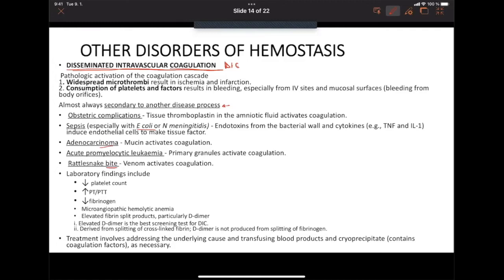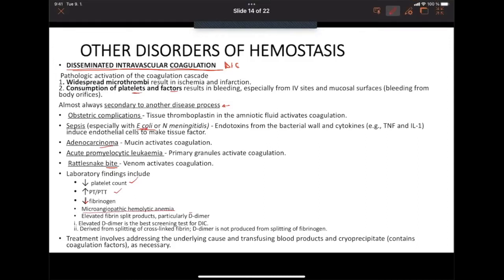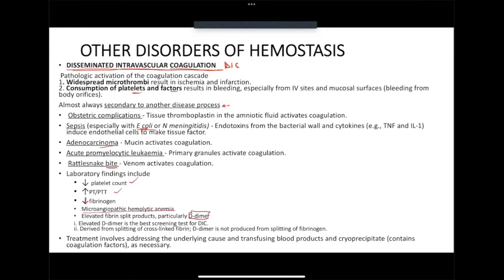So what happens? The obvious thing, decreased platelets. Why? Because of consumption. Increased PT and PTT, because you're using up both the platelets and the factors. So whether intrinsic or extrinsic, doesn't matter. PT and PTT are both increased. Decreased fibrinogen, for obvious reasons. Like we mentioned before, the microangiopathic hemolytic anemia. This is when we talked about E. coli before. And then another thing that's important for diagnosis is we see an increase in D-dimer.